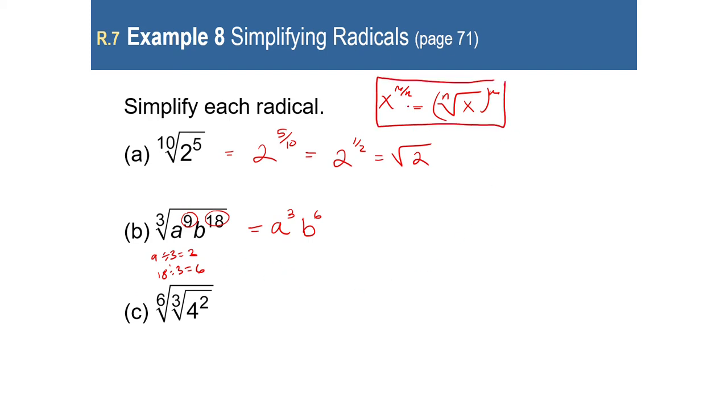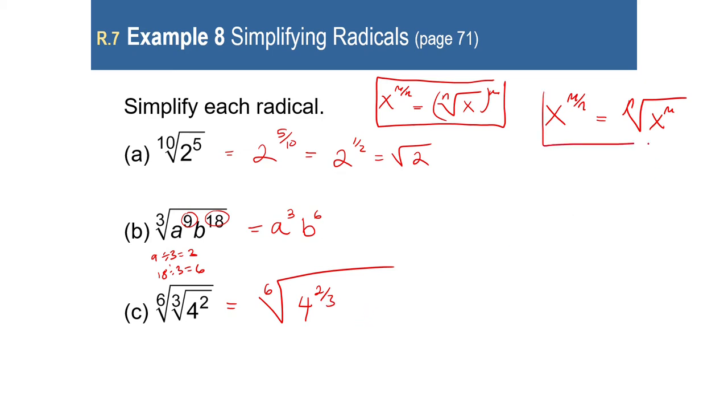For part C, let's recall the formula is also equivalent to x to the m over n equals the nth root of x raised to the m. Notice that the index is still the same, but inside the radical we have an m. So the m could be on the outside with the parentheses or inside. I can rewrite this as the 6th root of 4 raised to the 2/3 power using this formula. Now we could use that formula again to rewrite this as 4 raised to the 2/3 power divided by 6.